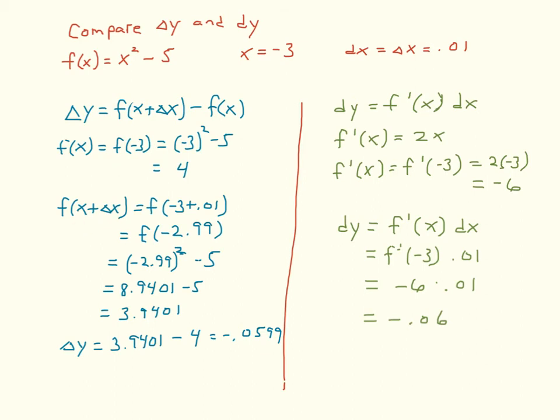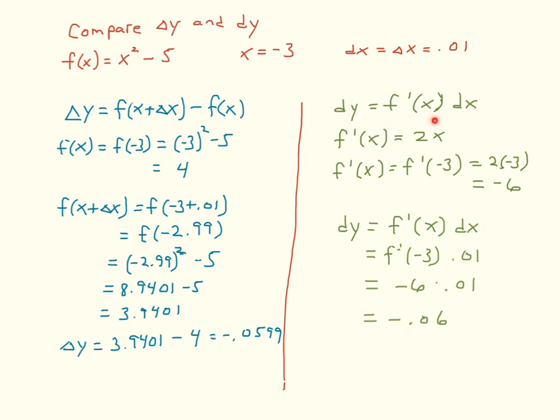F of x plus delta x is going to be f of negative 3 plus 0.01, which equals f of negative 2.99. Plugging that into our function f of x gives me negative 2.99 squared minus 5. When I square that, I get 8.9401 minus 5, which comes out to be 3.9401. So in this case, delta y is going to be 3.9401 minus 4, which when I do that calculation, I come up with negative 0.0599.